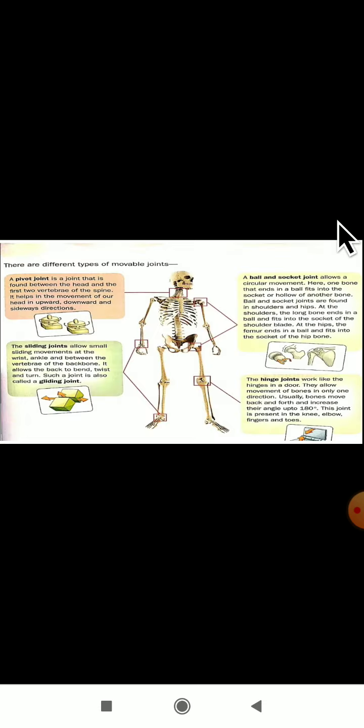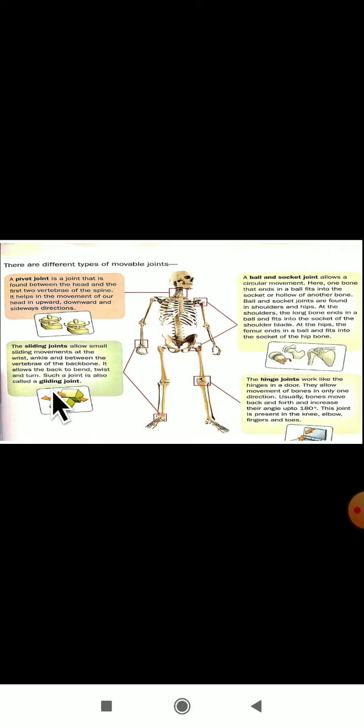Okay, let us see the next one. Sliding joint. The sliding joint allows small sliding movements at the wrist, ankle and between the vertebrae of the backbone. It allows the back to bend, twist and turn. Such a joint is also called a gliding joint.